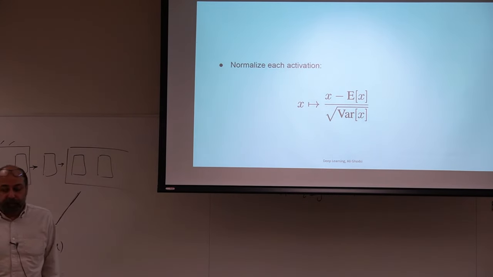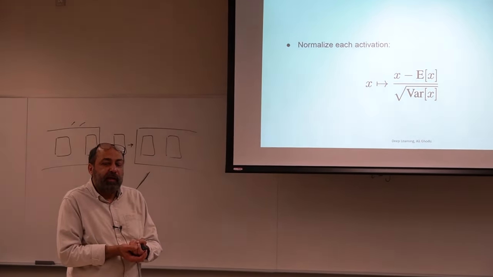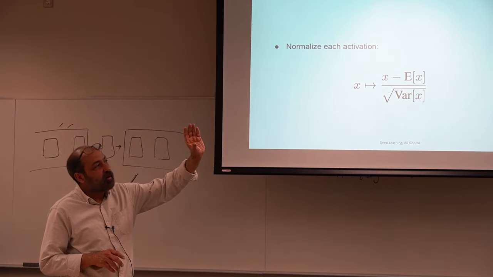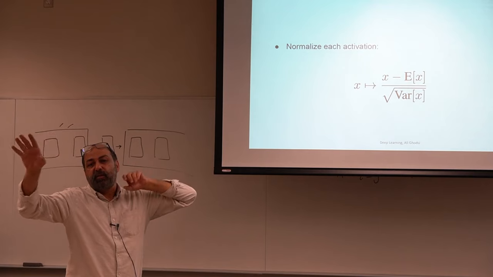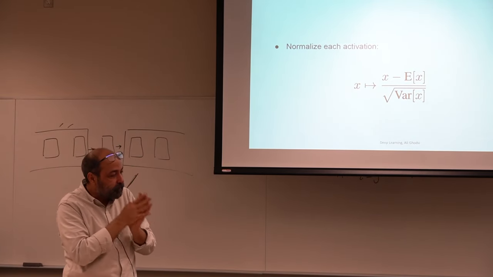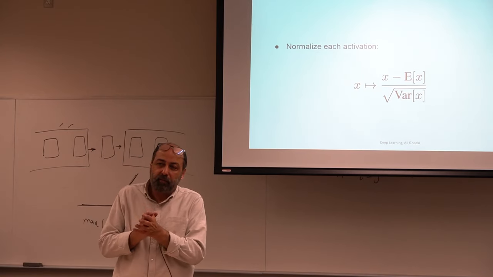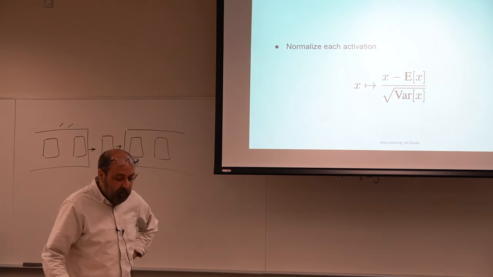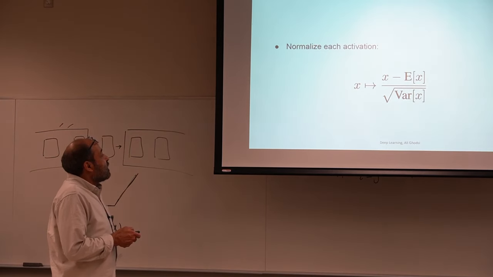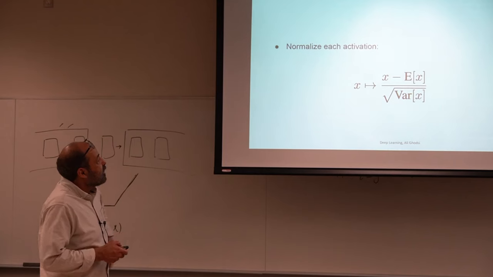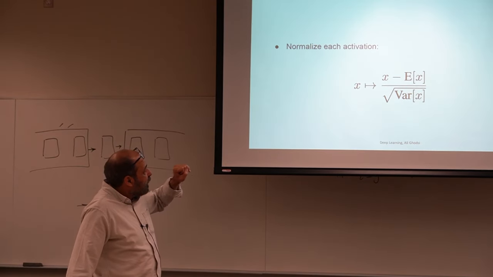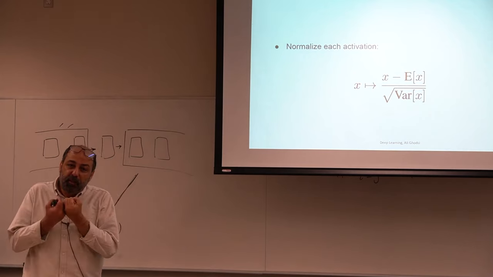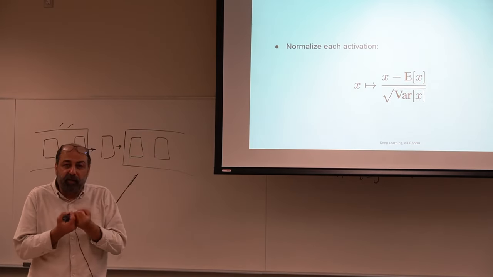So what's the idea? The solution to covariate shift is domain adaptation. Domain adaptation means make the distribution of your test set similar to the distribution of your training set. We can't afford to do this for each layer and each iteration because there are many techniques for domain adaptation, but they are expensive. The idea here is to normalize data at each layer. And normalizing means subtract the mean and divide by the variance.